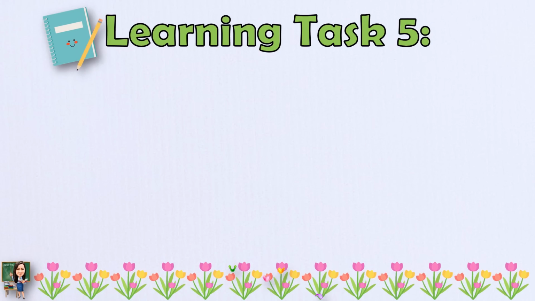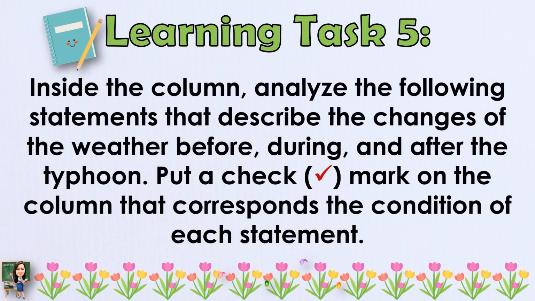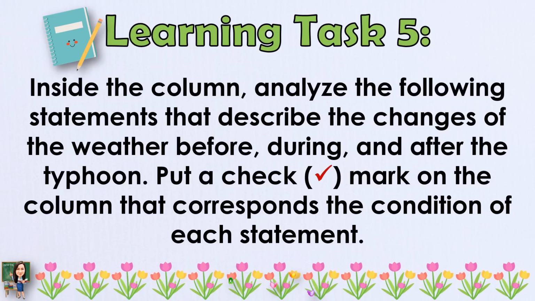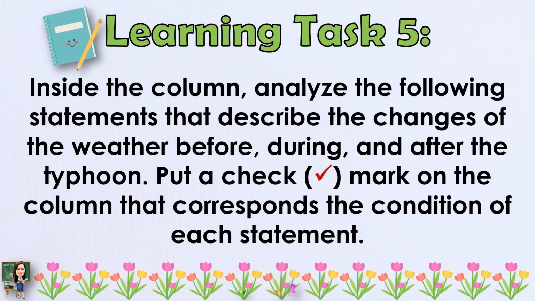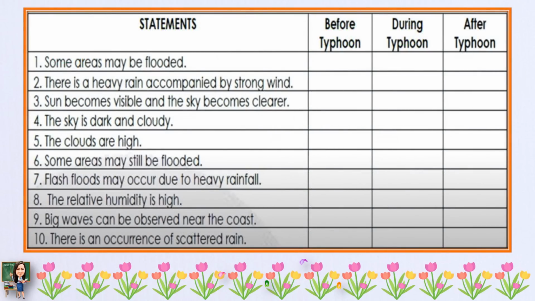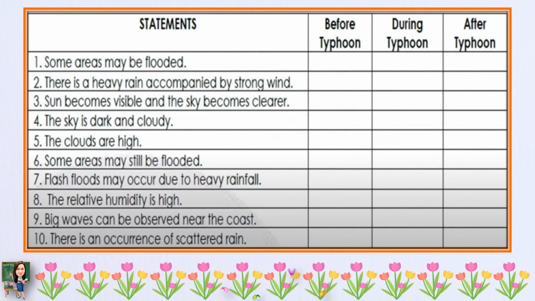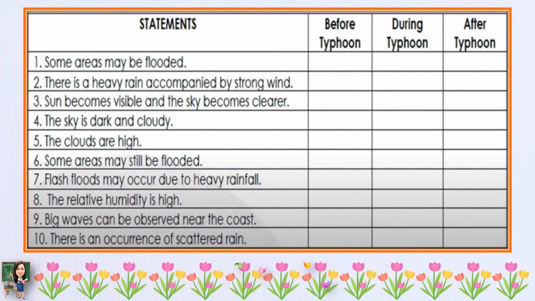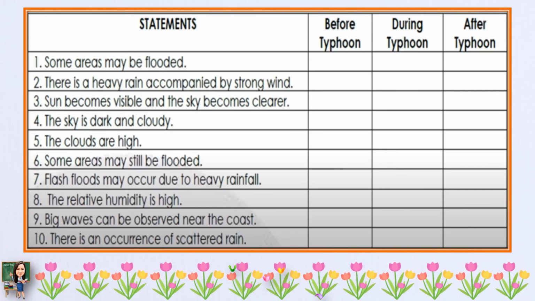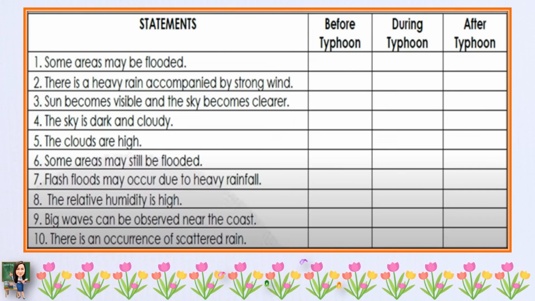For learning task 5, analyze the following statements that describe the changes of the weather before, during, and after the typhoon. Put a check mark on the column that corresponds to the condition of each statement. Number 1. Some areas may be flooded. Is it before, during, or after the typhoon? Very good. The answer is during typhoon.